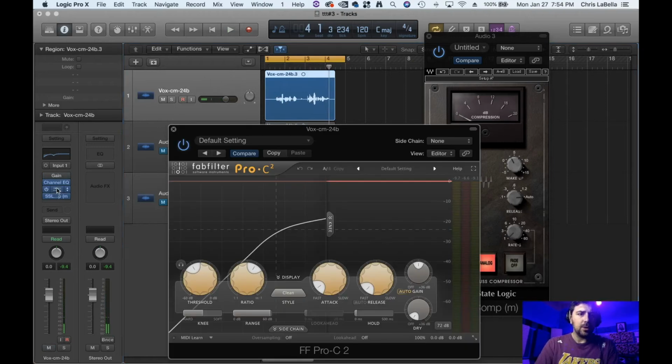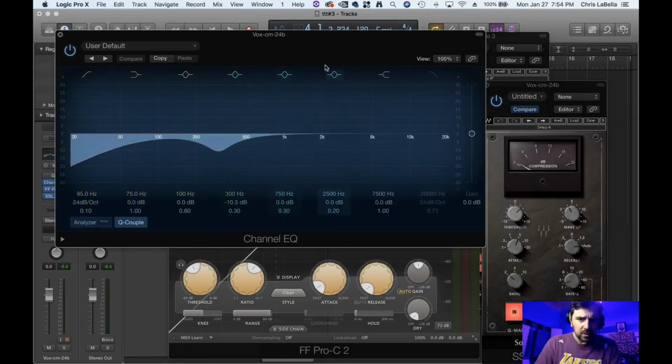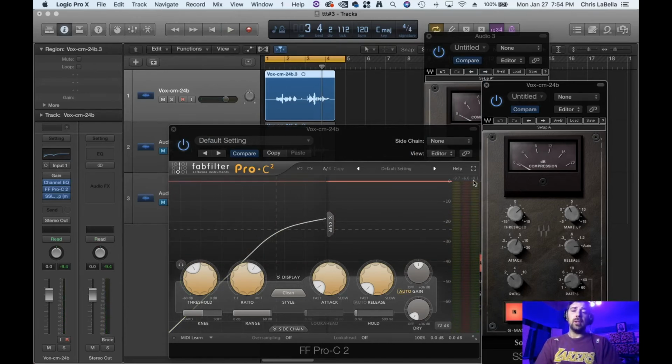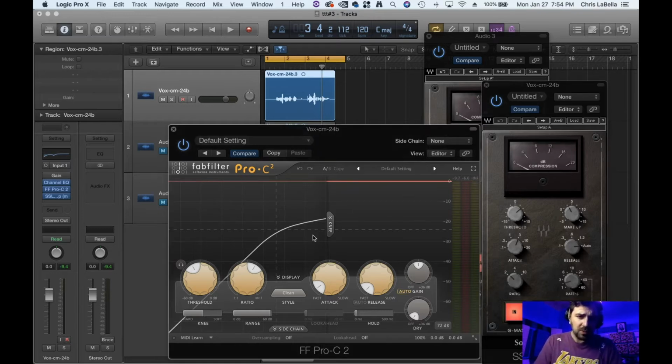And you see how at each stage of the process, I'm trying to keep it around the same level. So it comes in at negative 9.7 and it leaves at negative 9.1. It got a little bit of gain boost, but not too much. If I was really being more picky with it, I would try to get it almost exactly the same.